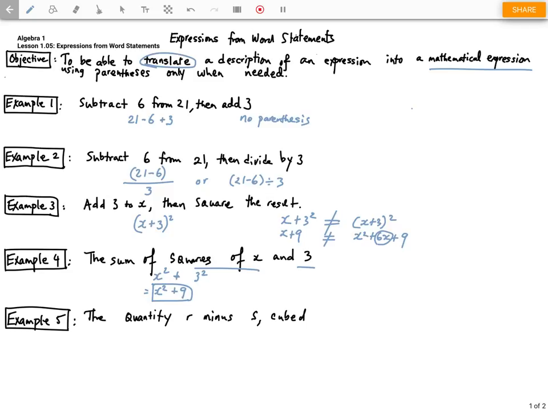Note that there are no parentheses needed because squaring is done before adding. No parentheses needed.